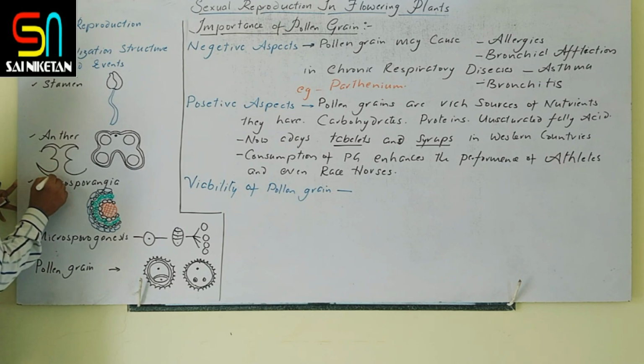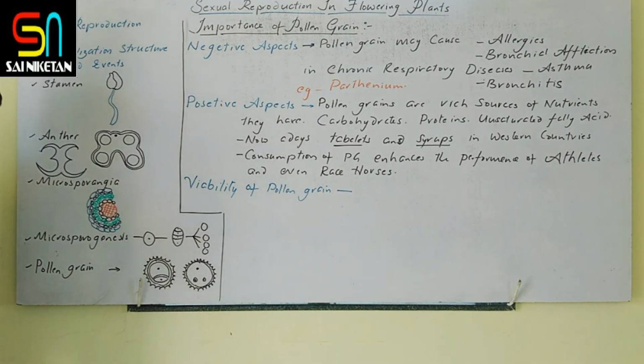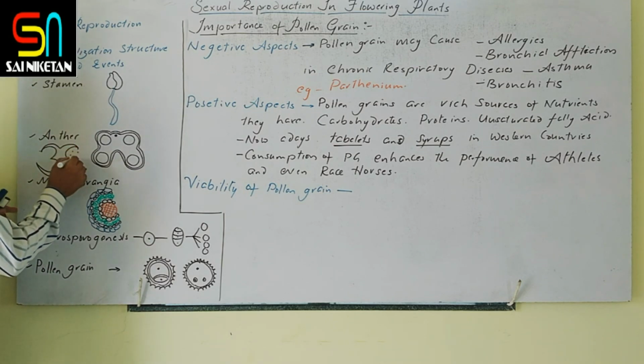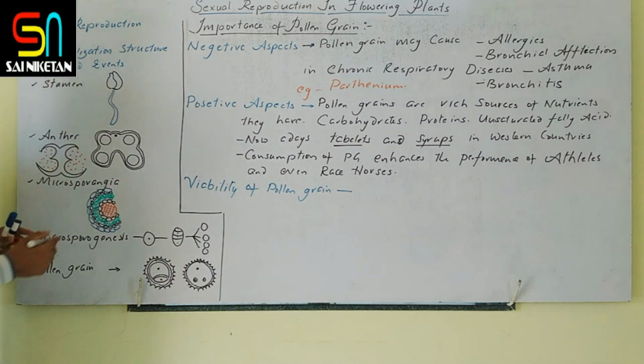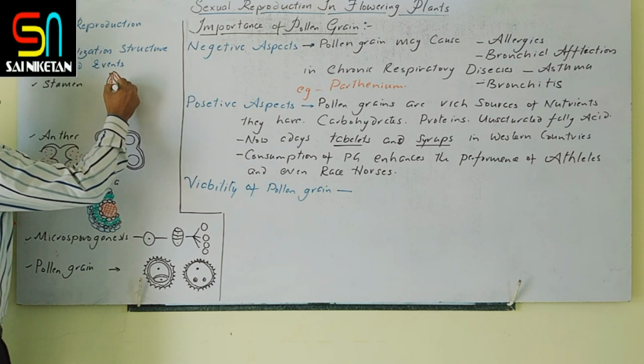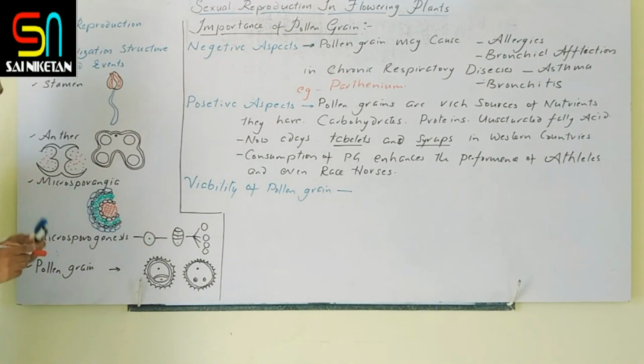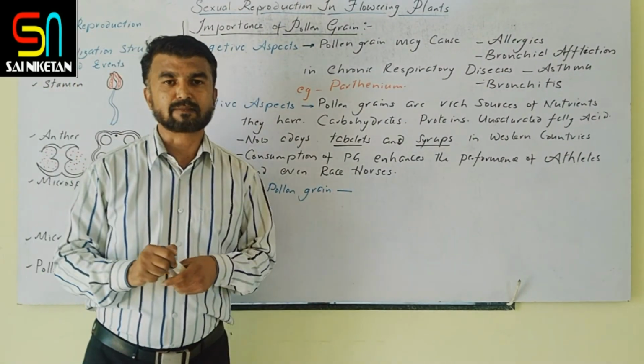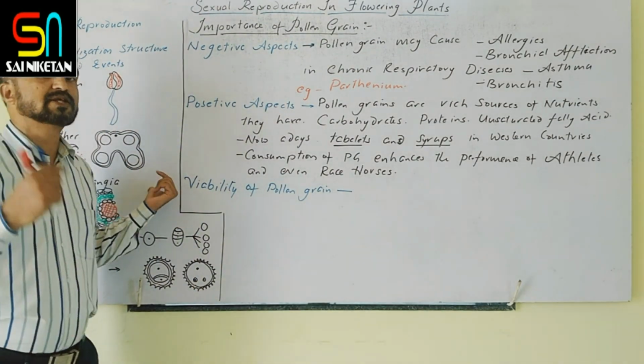So this is a ruptured or dehisced pollen anther. Through that, pollen grains are released. This is the dehiscence of the anther, and this is the line of dehiscence. From this, pollen grains are released. When the pollen grains are released, within a specific time limit they have to land on the stigma.